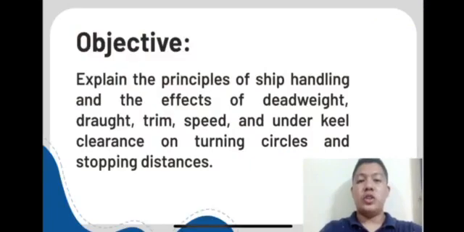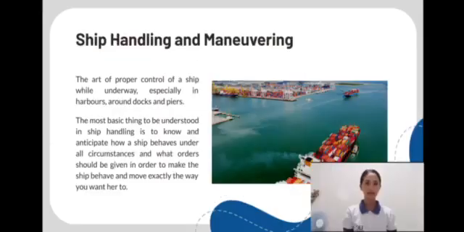The objective of this topic is to explain the principles of ship handling and the effects of deadweight, draft, trim, speed, and underkeel clearance on turning cycles and stopping distance. Ship handling and maneuvering is defined as the art or proper control of a ship while underway, especially in harbors, around docks and piers. It is one of the skills that any ship handler finds very satisfying when well accomplished.